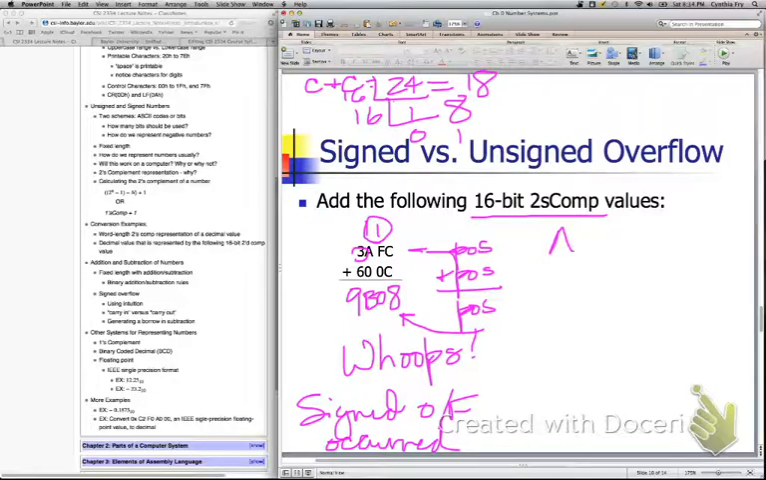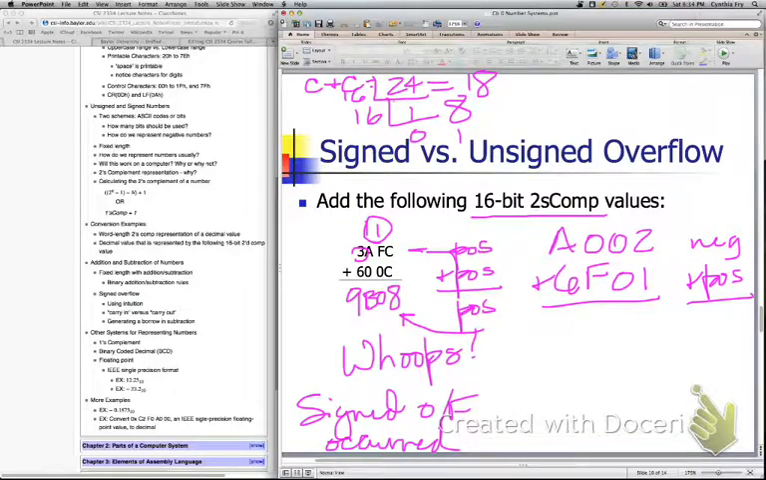Let's do A002, again 16-bit 2's complement, plus 6F01. Just before we get started, we're adding a negative to a positive. When you add a negative to a positive, you will never get sign overflow. Remember, when you're adding two values of unlike sign, the sign of the result is going to be the same as the sign of whichever value had the larger magnitude. So the answer can go either way, depending on which number has a larger magnitude. So I'm never going to get signed overflow when I add values of unlike sign in some fixed length 2's complement.